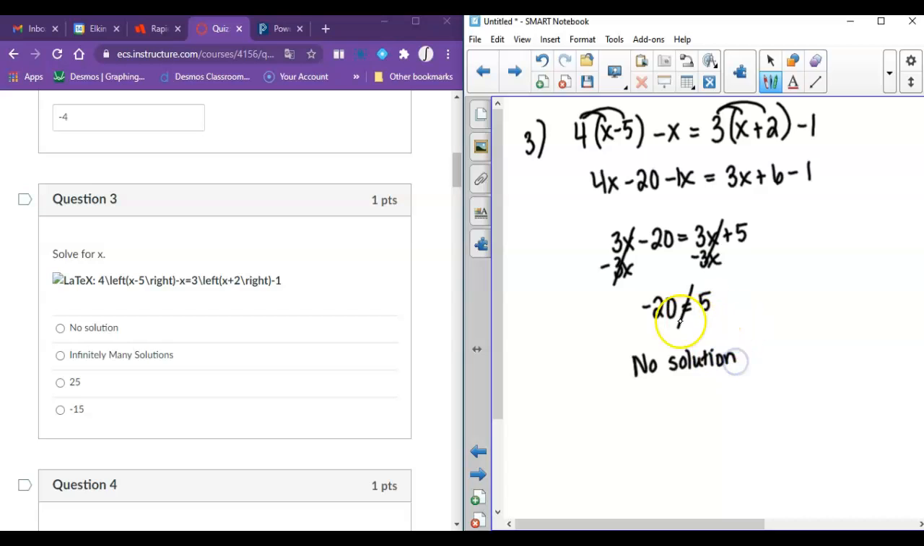If we had gotten something like negative 20 equals negative 20, or 3 equals 3, or 5 equals 5, then we would have infinitely many solutions. But in this case, negative 20 does not equal 5, so we would choose no solution. This is what's going to happen whenever your variables cancel out and you don't have any variables left at all.